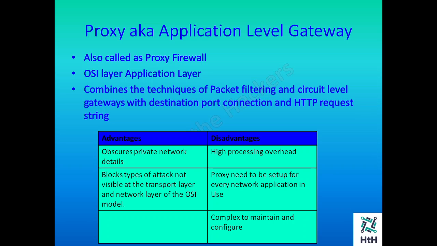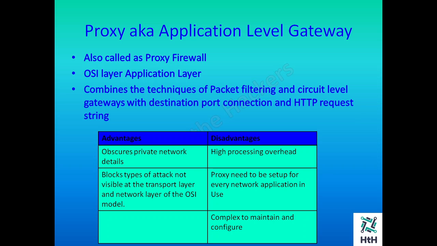Proxy, also known as application level gateway. This type of firewall is called a proxy firewall and is also known as application level gateway. It deals with the application layer, that is layer 7 of OSI. OSI is nothing but open standard interface. It combines the packet level filtering, circuit level gateway with the destination port connection and HTTP request string.